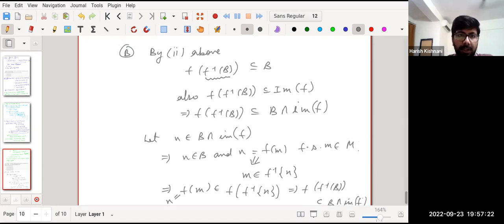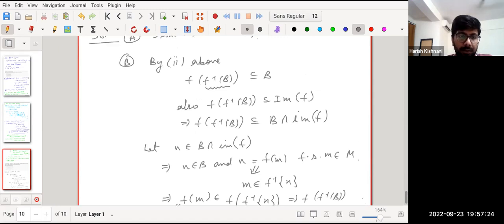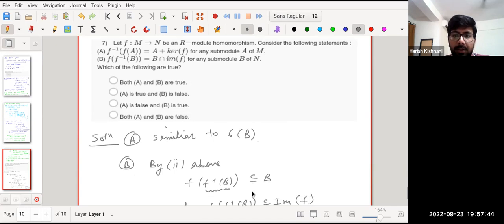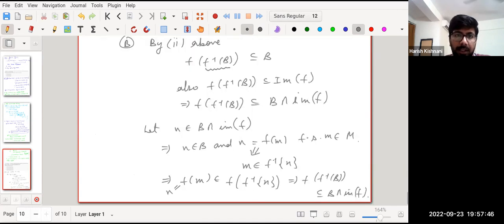So 7a and 7b are questions of the same nature, so I don't think you have any problem with that. If you just understand one, then it's just a computation, and those two statements will be helpful to you again and again. So just remember those two statements which I stated in the beginning. Okay, so let's see the last question.